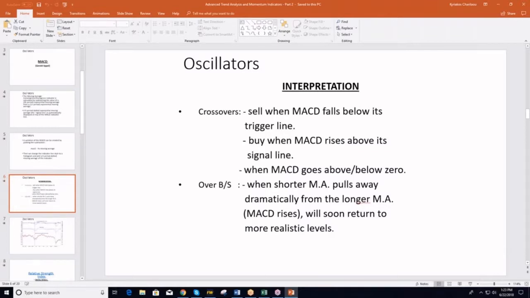Overbought and oversold levels: when the shorter MA pulls away dramatically from the longer MA, MACD rises and will soon return to more realistic levels. In other words, if you see the MACD line at a greater distance than normal from the signal line, usually when these indicators are far apart, this dictates that we are at an extreme overextended, overbought, or oversold level, so expect a correction.